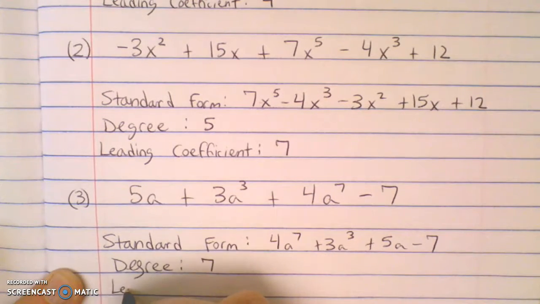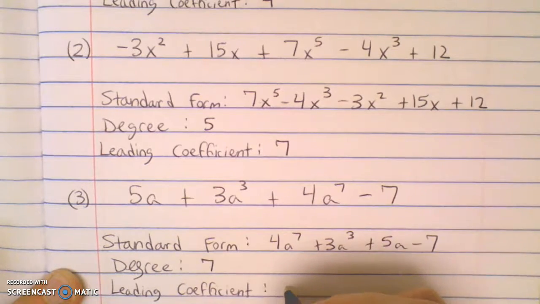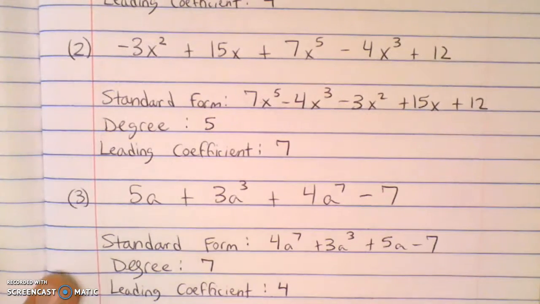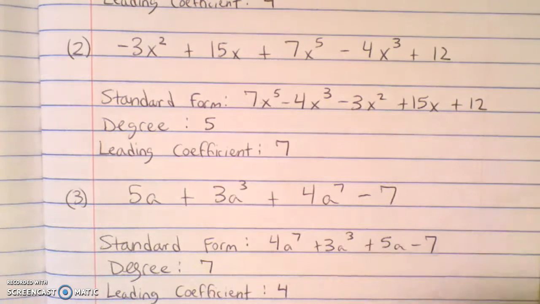And the leading coefficient is 4. Because when you put it in order, that's the number that comes first. If there wasn't a number there, you would just write 1. Because the coefficient of a variable that doesn't have a number with it would just be 1. Okay, that's it. That's the intro to polynomials with understanding how to write them in standard form and identify the degree and leading coefficient.